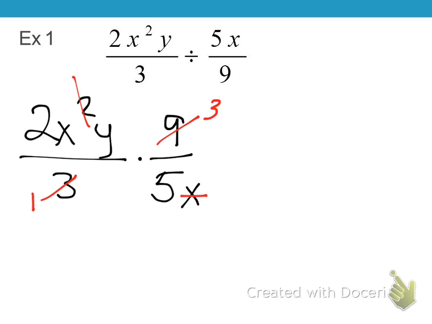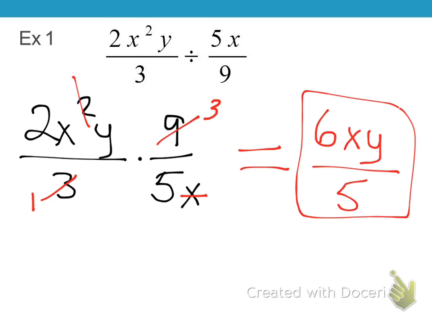All right, so multiply your numerators. 2xy times 3 would be what? 6xy over 5. And that's our answer. What are your questions?